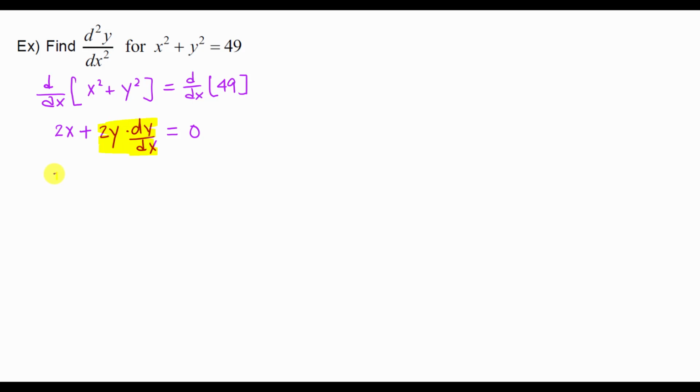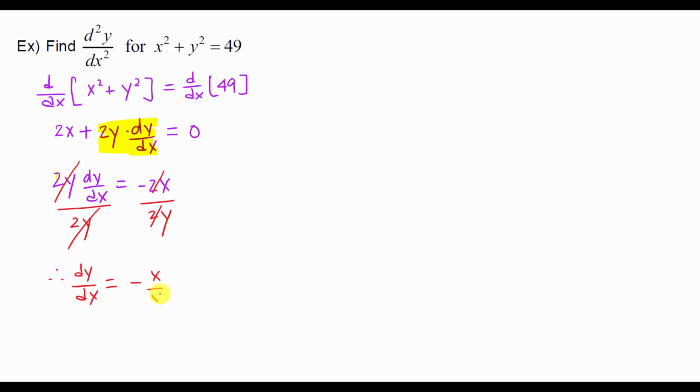So I have 2y dy/dx equals negative 2x. Now you can divide both sides by 2y to isolate dy/dx. So the 2's get canceled on the right hand side also. So I found my dy/dx. My first derivative is just negative x over y.